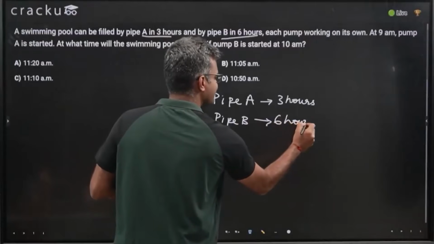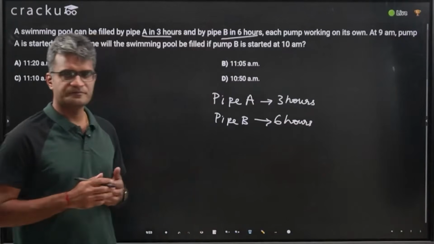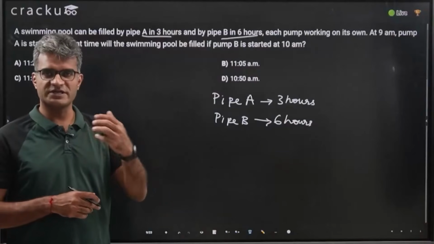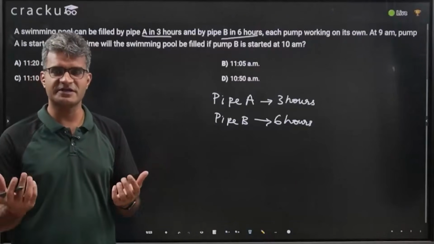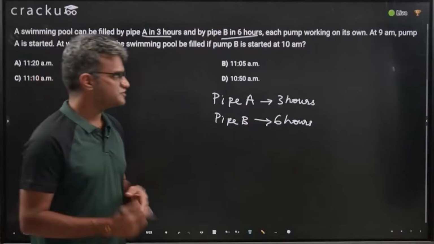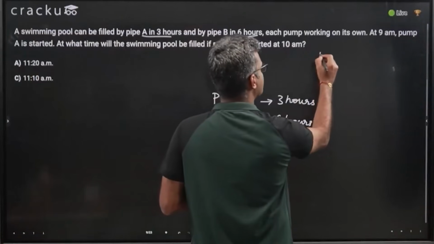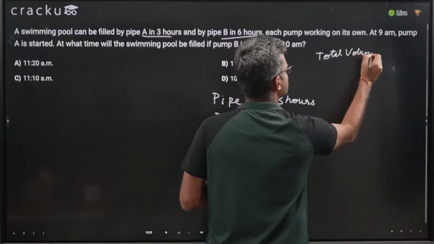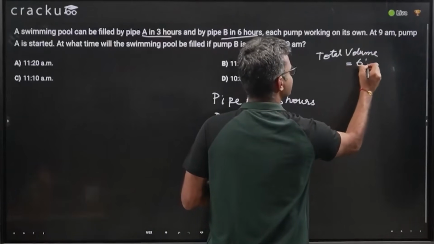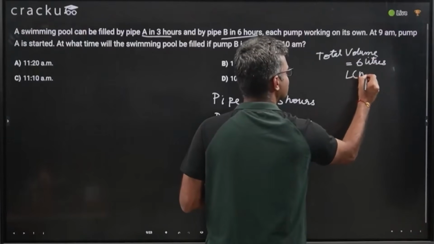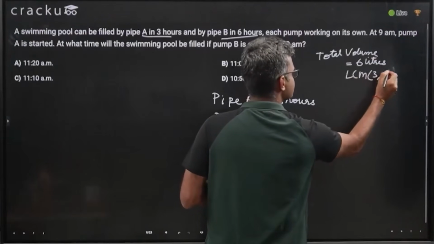Now we are given the time it takes to fill the swimming pool, but like we discussed earlier, what we are most focused on is not the time it takes, but how much they fill in a particular hour. That is, their efficiency is a lot more important. So let us assume that the total volume that needs to be filled is 6 liters. Why did we assume it to be 6 liters? Because 6 is just the least common multiple of 3 and 6.